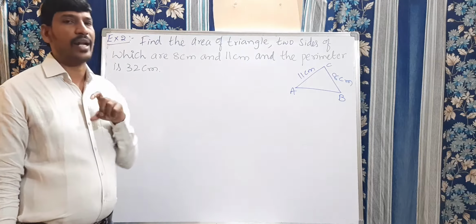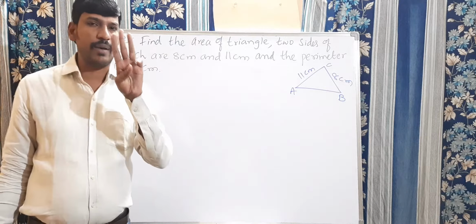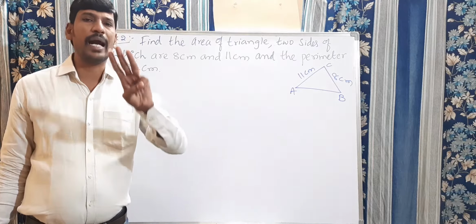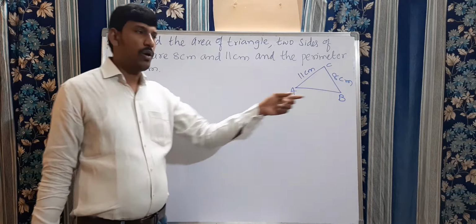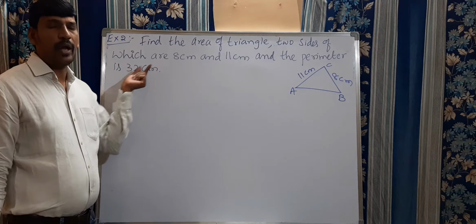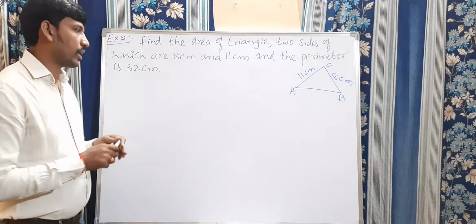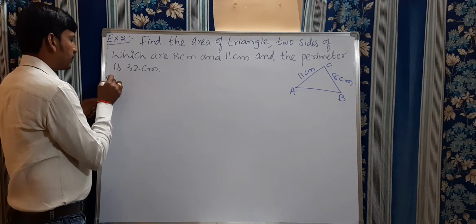To find the area of triangle we require three sides compulsory, three sides compulsory and a semi perimeter. So here only two sides are given. So now by using this perimeter we are going to find out third side. Okay, now see this here.